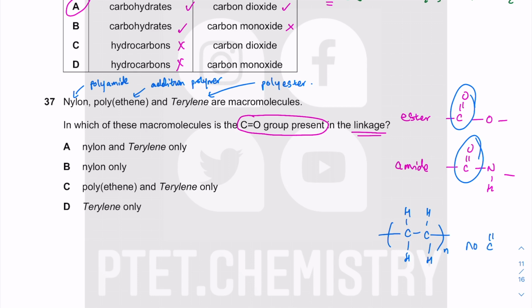This one has no C double bond O at all. So it has to be nylon and terylene only. They're not looking for amide or ester, they're looking for the C double bond O group, which is present in both ester and amide.